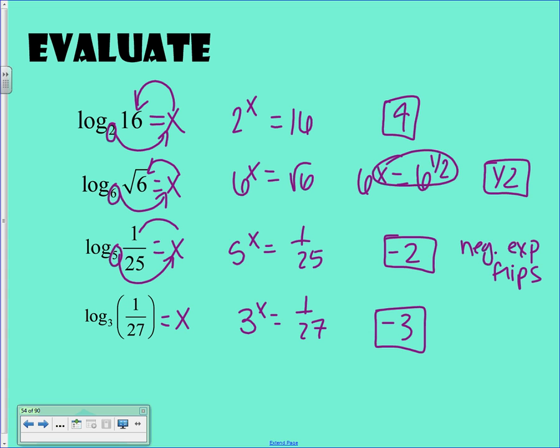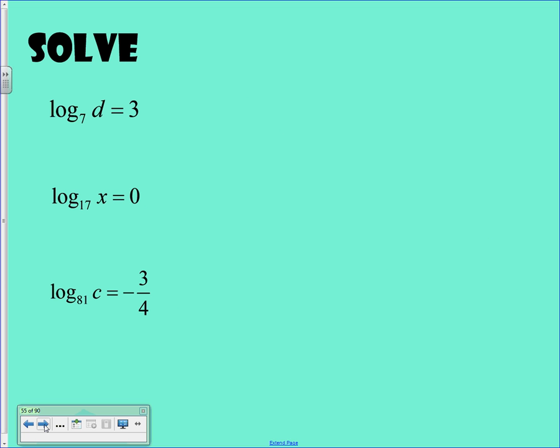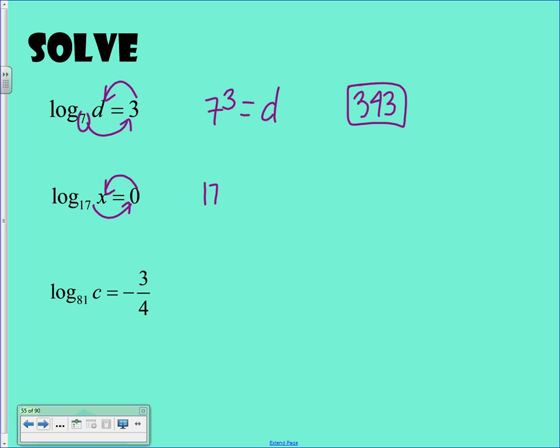Same circle. Just remember always to start at the base and go to the right. Same thing when we do solving problems, like example E, always start at your base and go to the right. It does not matter where your variable is. So this time when I solve it, it says 7 to the 3rd equals D. Well, I know that 7 to the 3rd is 343, so my answer is 343. Same circle, again, just get really used to doing the circle. So I know I have 17 to the 0 equals x. Anything to the 0 power is 1, so x equals 1.